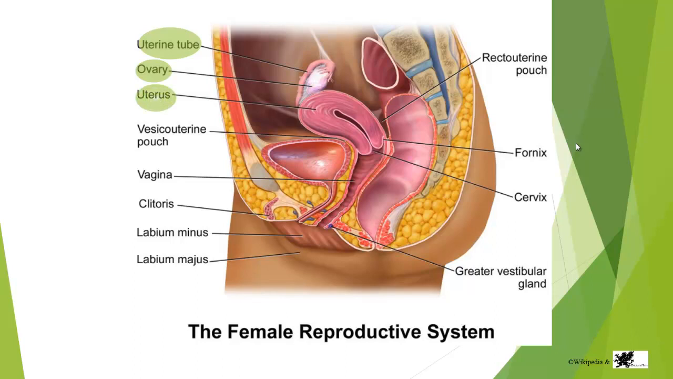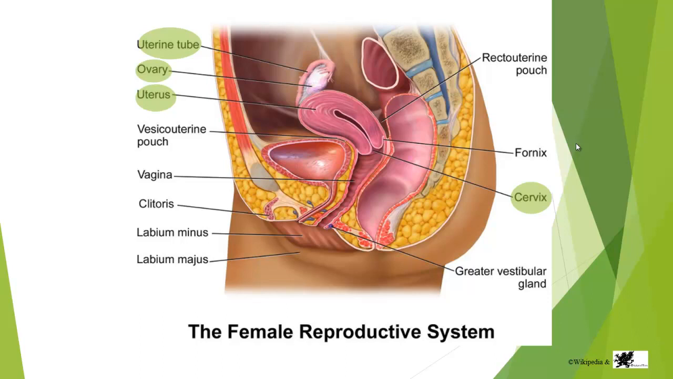The uterus is a hollow, pear-shaped organ that is home to the developing fetus. The uterus is divided into two parts: the cervix, which is the lower part that opens into the vagina, and then, of course, the body. The uterus has three layers. The outside is called the perimetrium, the muscle layer called the myometrium, and the inside layer called the endometrium.